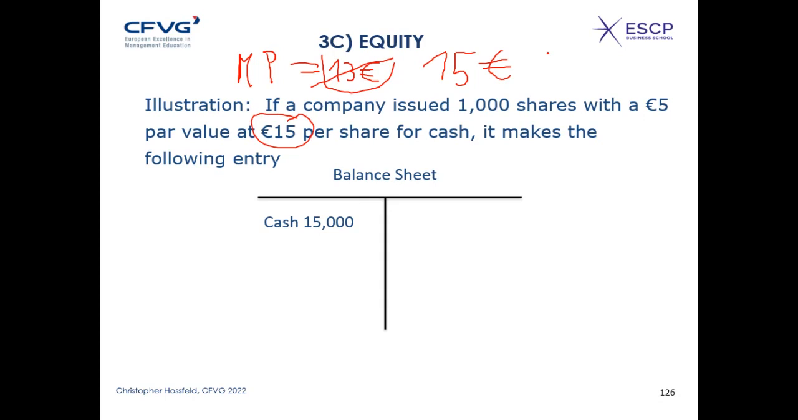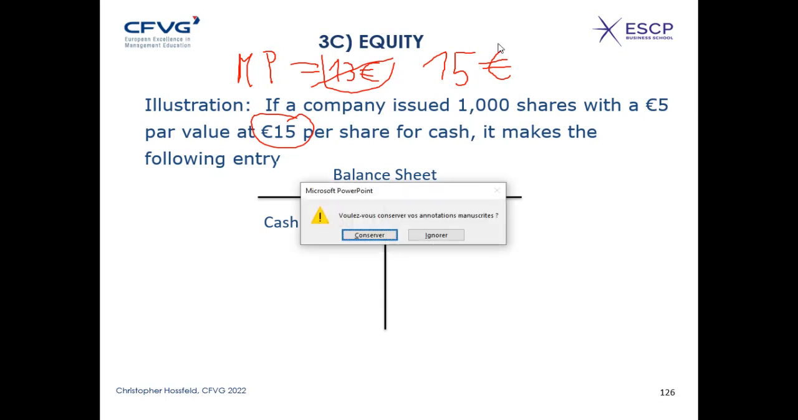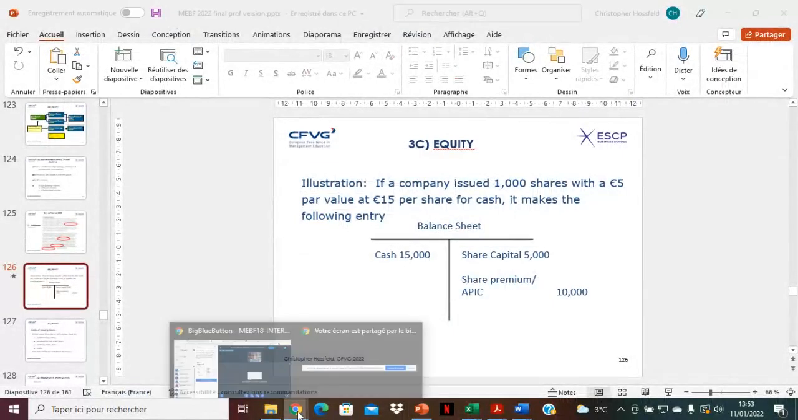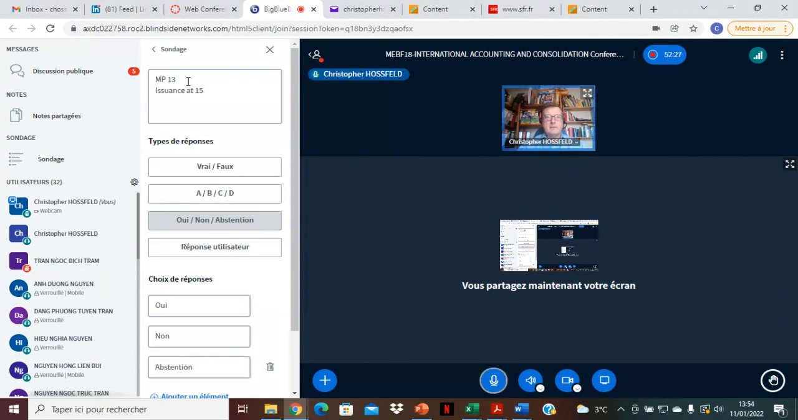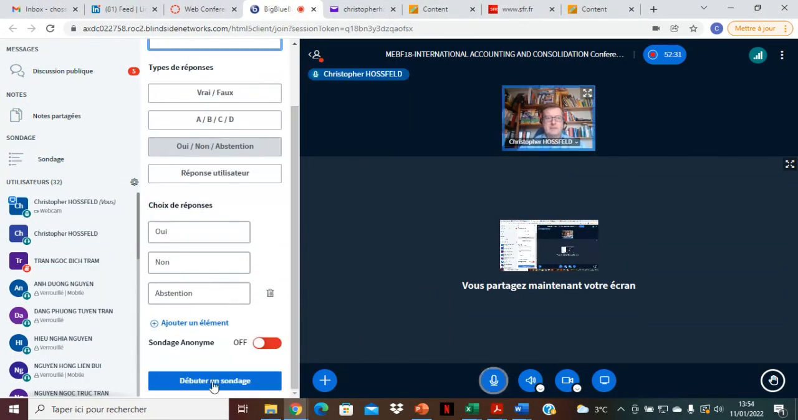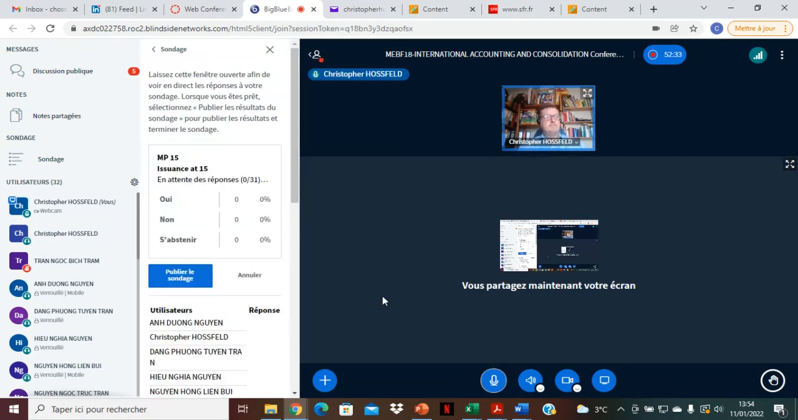Any idea here? So same thing. Let's do a quick poll. Okay, so now market price is 15, issuance at 15. Is this a good idea?